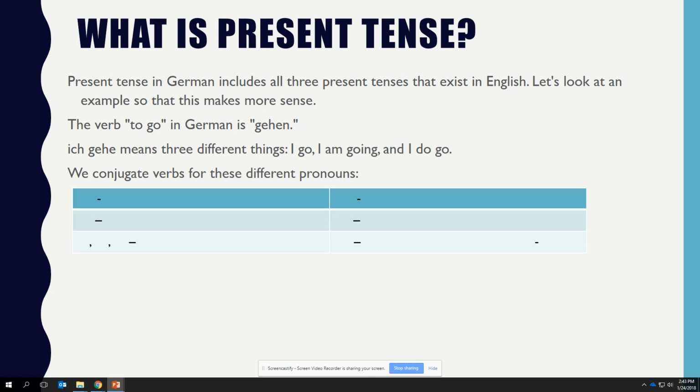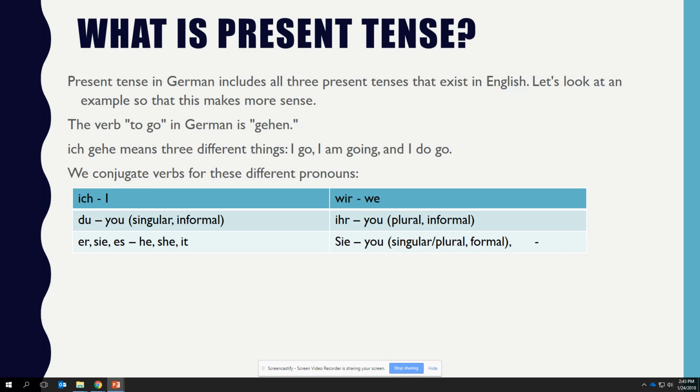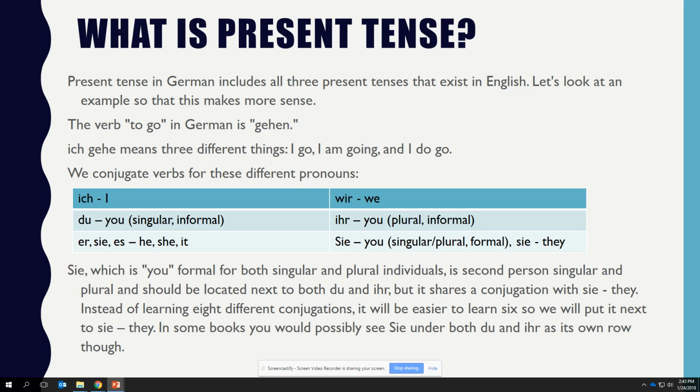We conjugate verbs for these different pronouns: ich, du, sie, es, wir, ihr, sie, and Sie. Sie, which is you formal for both singular and plural individuals, is second person singular and plural and should be located next to both du and ihr. But it shares a conjugation with sie, they. Instead of learning 8 different conjugations, it will be easier to learn 6, so we will put it next to sie, they. In some books, you would possibly see Sie under both du and ihr as its own row, though.